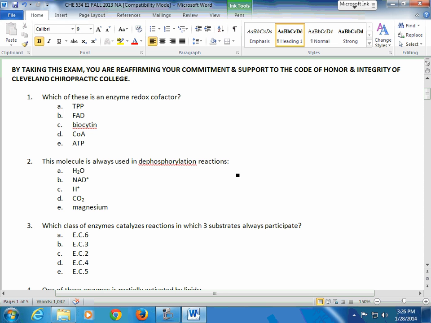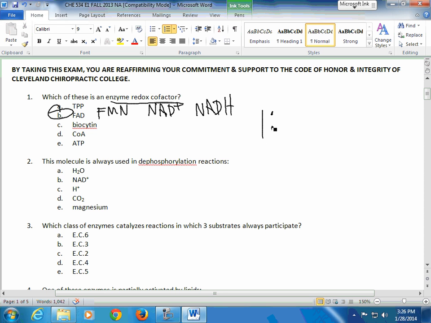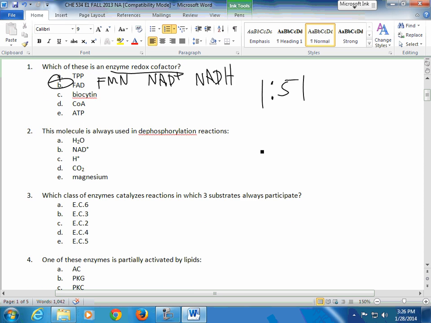Alright, so the first one, which of these is an enzyme redox cofactor? That's going to be FAD. It could also be FMN, NAD+, or any of the reduced versions like NADH. Those are all redox cofactors. This is found on Unit 1, Slide 51, titled B vitamins.